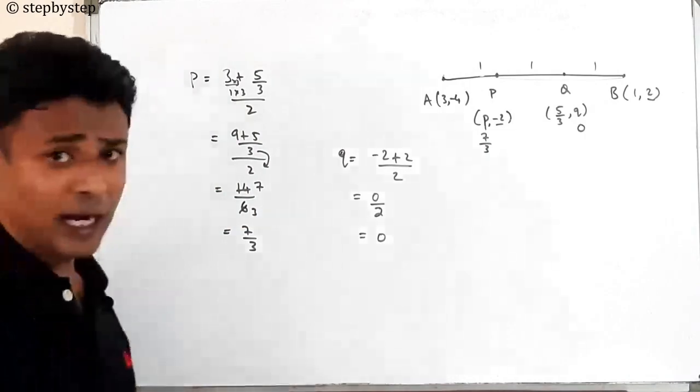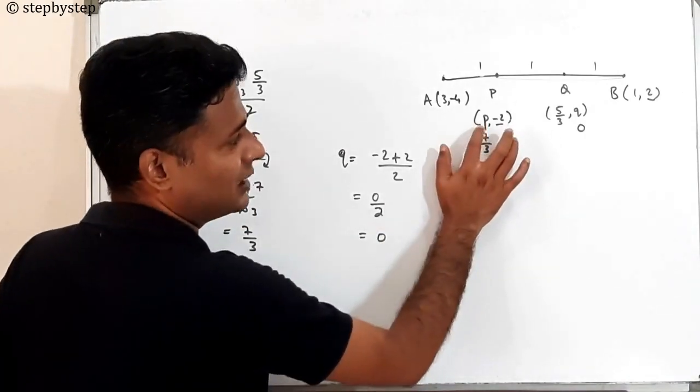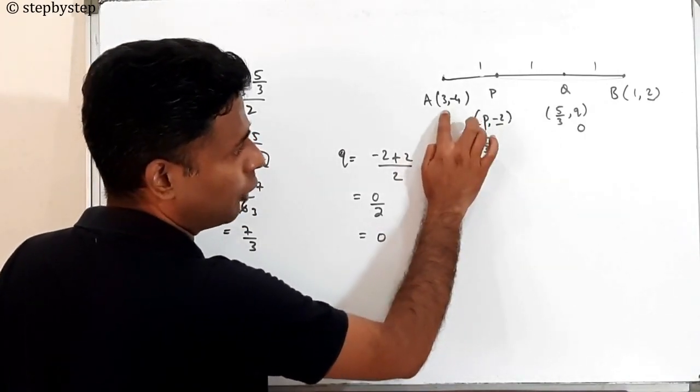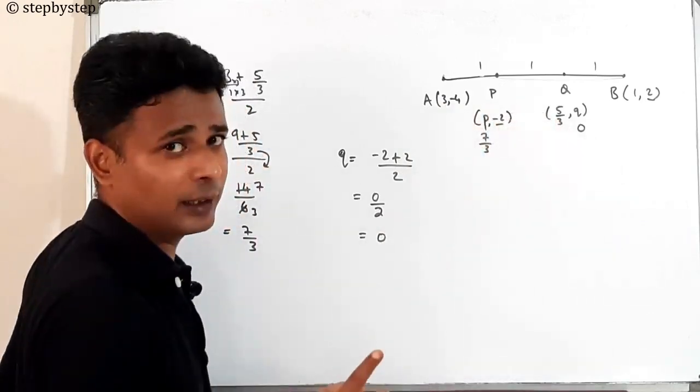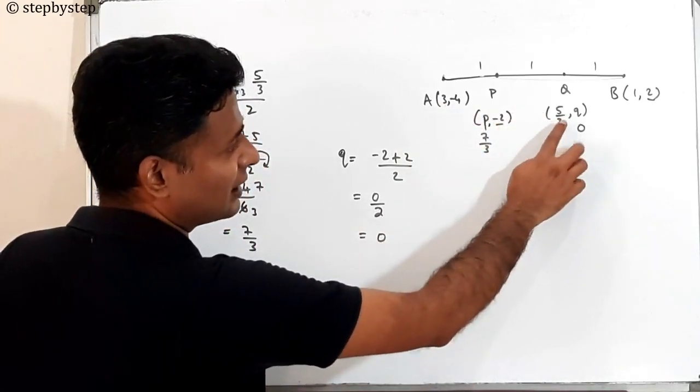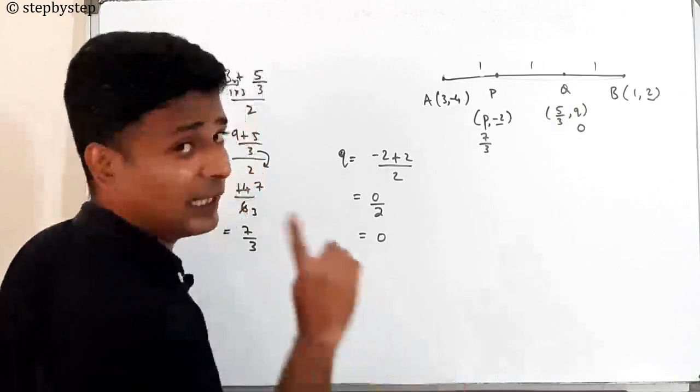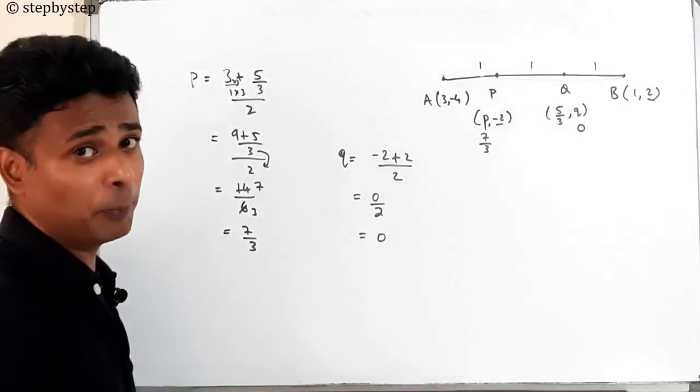See guys, I can use the midpoint formula. Why? Because here we have to find the x coordinate, and for this point and this point we know the x coordinate. Let's say instead of this it would have been q comma 5 by 3. In that case I wouldn't have been able to use midpoint. Why?